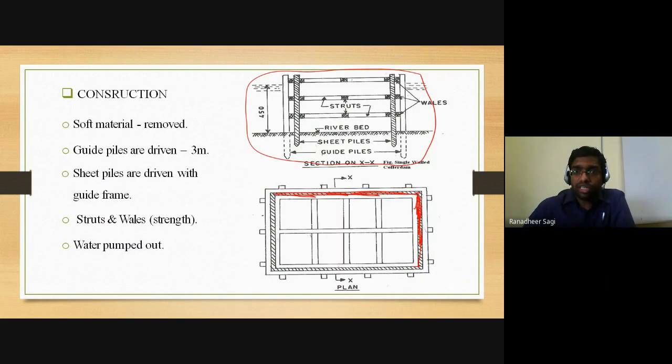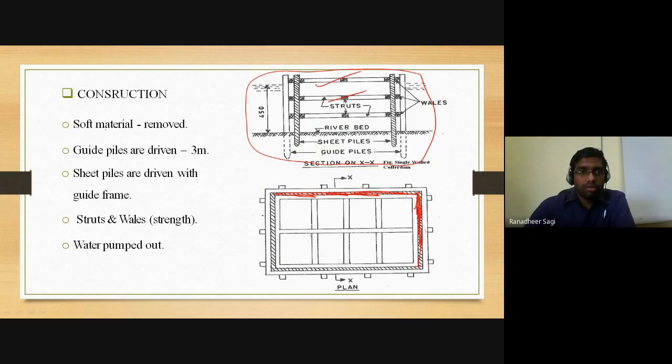And you have also got some other members, which we are calling strut members. The purpose of these strut members is to give proper bracing to the sheet piles which are existing in that particular construction.